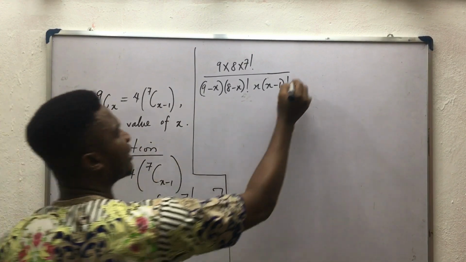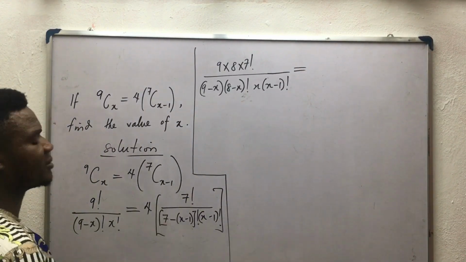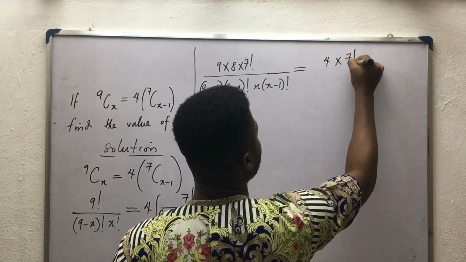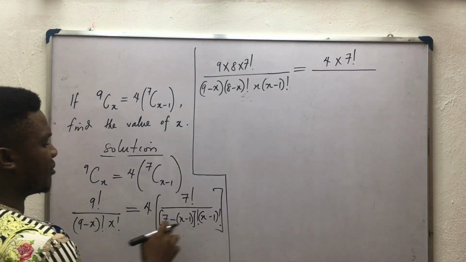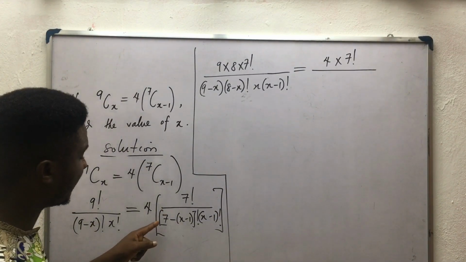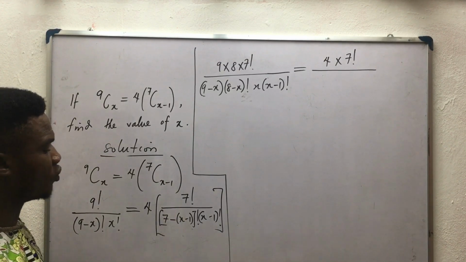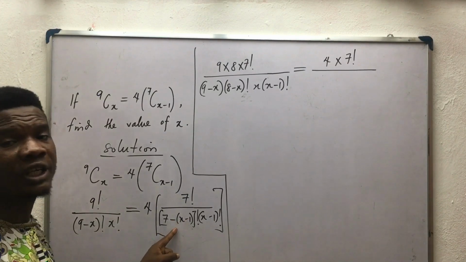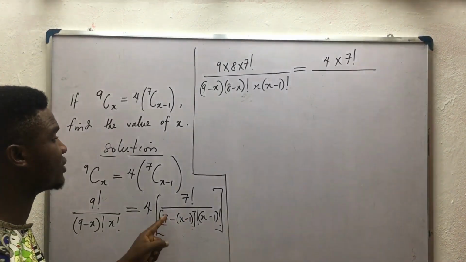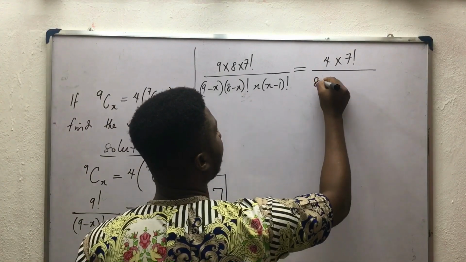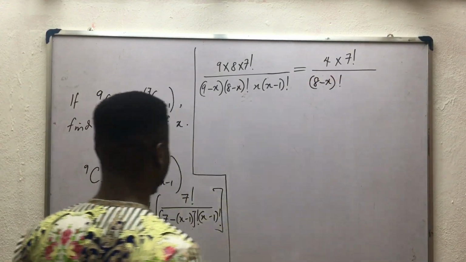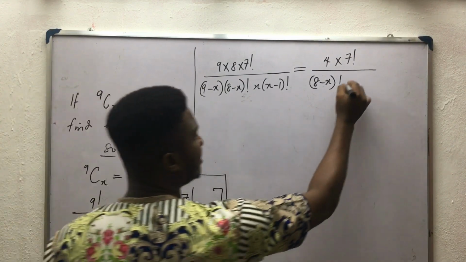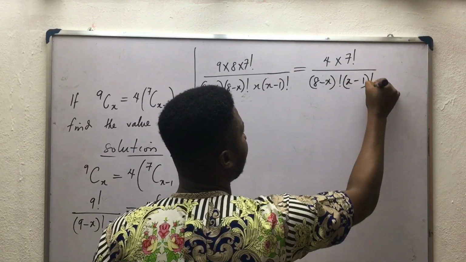And I'm going to come over here and do something similar. I'm going to write 4 times 7 factorial all over, and simplify this. Mind you, simplifying 7 minus (x minus 1) is the same as 7 plus 1, because minus times minus 1 is plus 1, and that adds to 7 to give 8. So this ends up reducing to (8 minus x) factorial, and then bringing again (x minus 1) factorial.